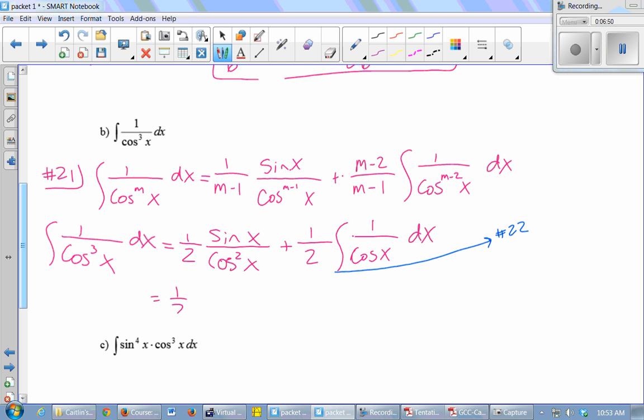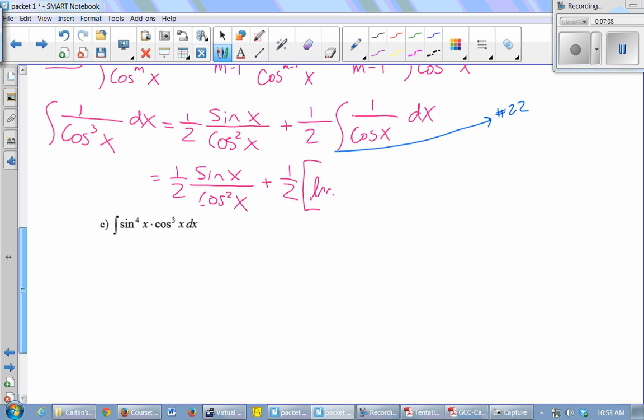So I end up with 1/2 sine x over cosine squared x plus 1/2 times the antiderivative of 1 over cosine x, from the table, which is the ln of the absolute value of sine x plus 1 over sine of x minus 1, plus c. Oh yeah, because I have my 1/2 from my formula, and then I have my 1/2 from this formula, so this is a 4th.